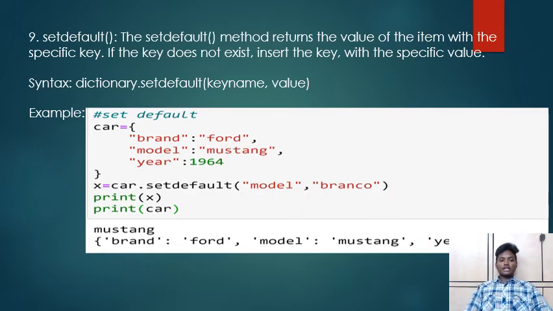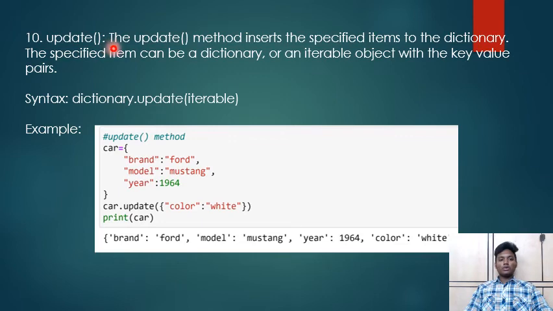Okay, and the next, the final one, is update. The update method inserts the specified items into the dictionary. The specified item can be a dictionary or an iterable object with key value pairs. The syntax of update is dictionary.update(iterable). And for this, the example is the same: we have taken input car equals to open curly bracket, and we give the keys and the values here. Keys are brand, model, year, and values are Ford, Mustang, and 1964, and close the curly bracket.